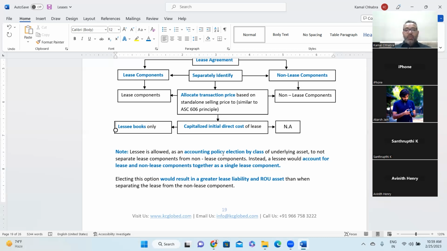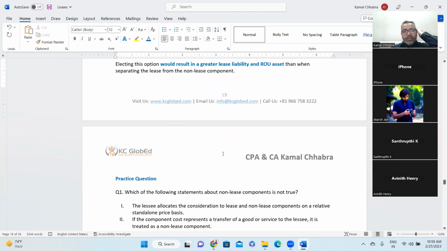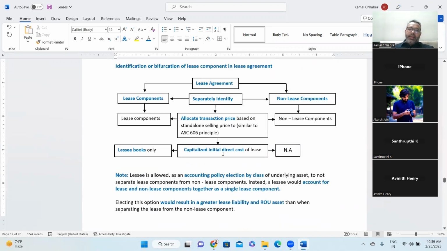Electing this option would result in a greater lease liability and right-of-use asset than when separating the lease from the non-lease component. If the non-lease component is also being clubbed together with the lease component, then it's very natural that the lease liability and right-of-use asset amount will inflate. Right? Any doubts so far?